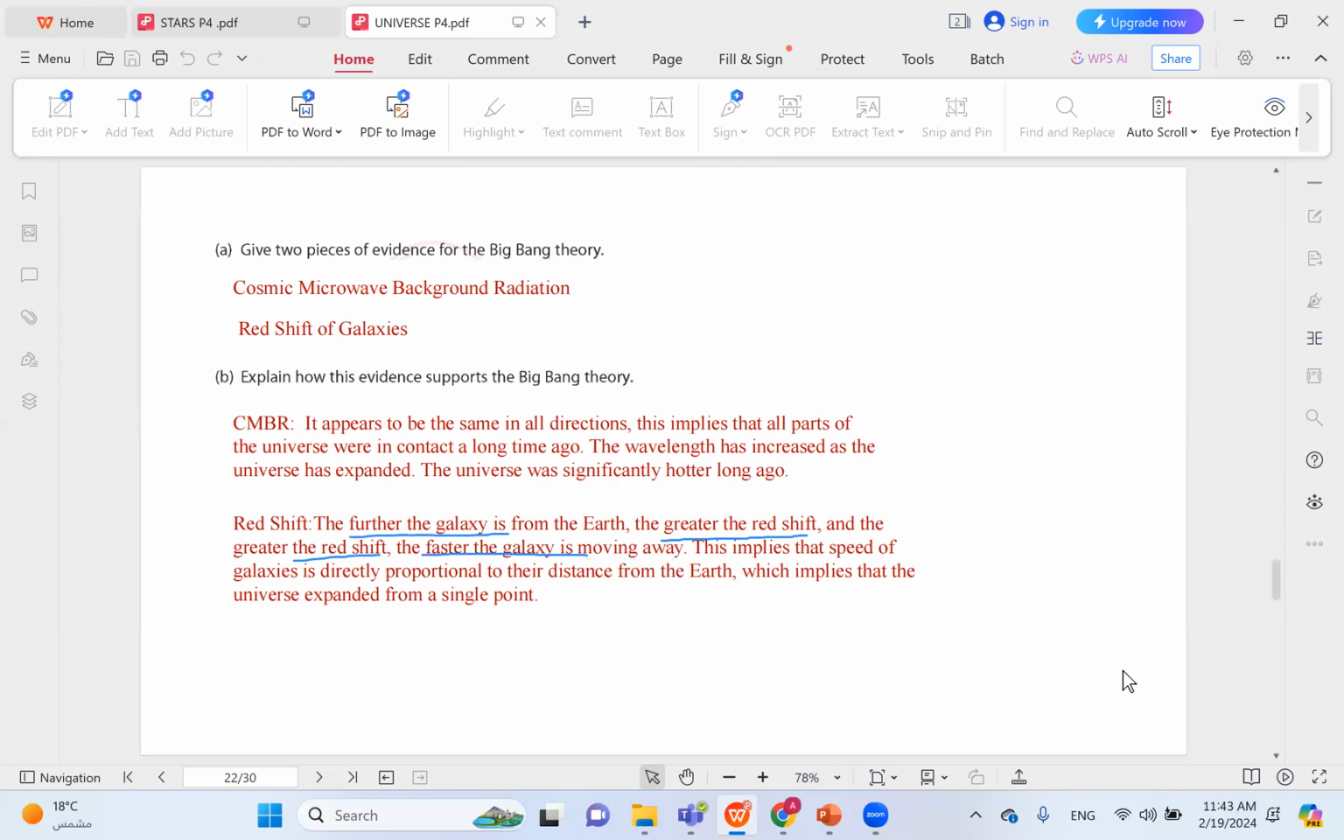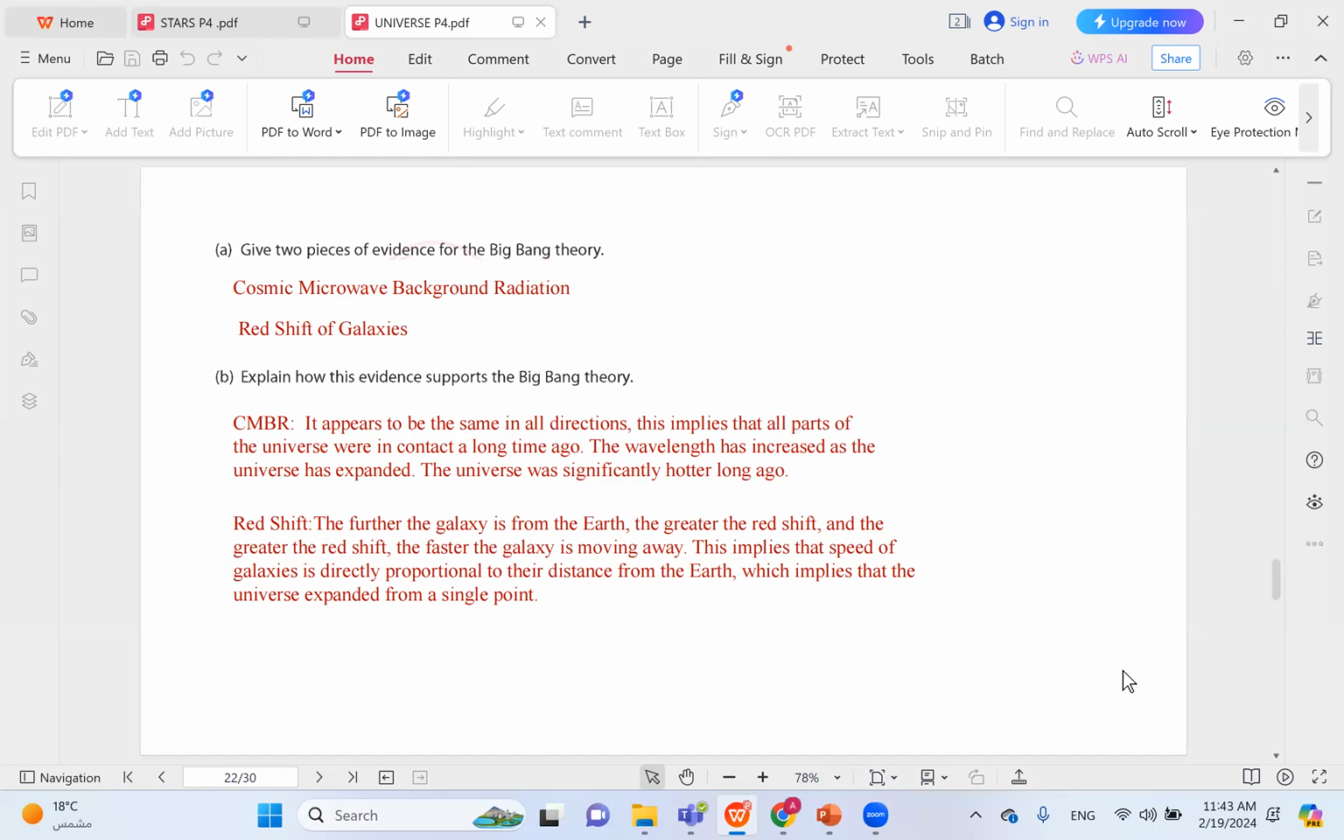So what does this tell us? This tells us that the speed of galaxies is directly proportional to their distance from Earth. So if something is further away from Earth, it will be moving at a greater speed. And this tells us that the universe has expanded from a single point, which is what the Big Bang theory is all about. The second piece of evidence is CMBR.